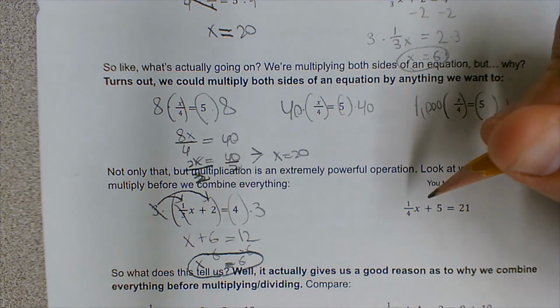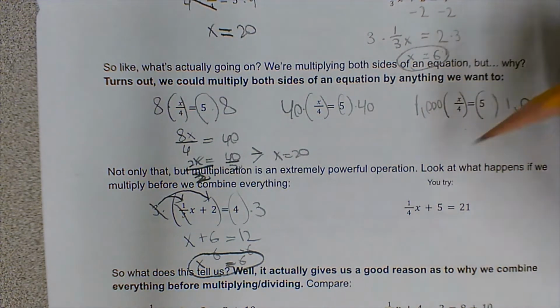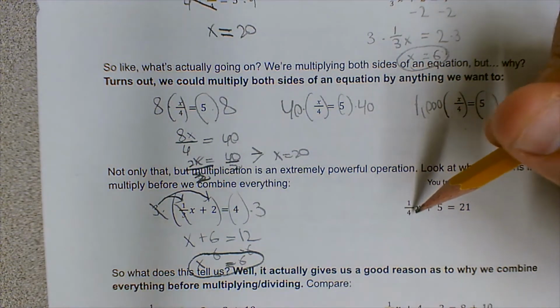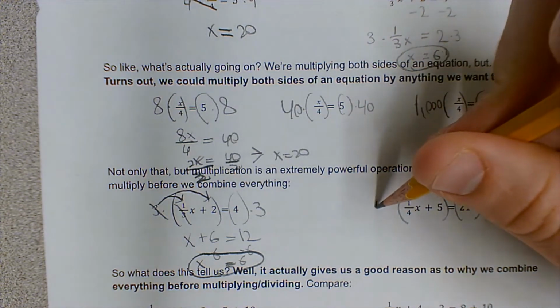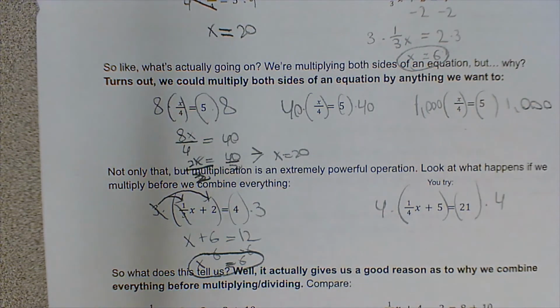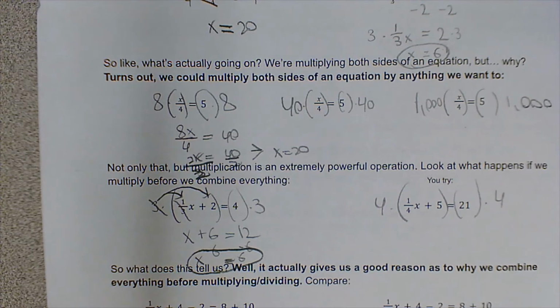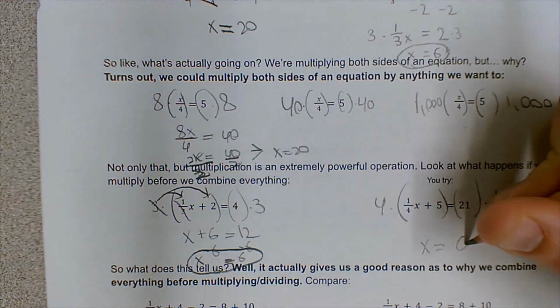I'd like you to try this as well. You're probably going to want to multiply both sides by 4 to get rid of this fraction. But I want you to see what happens when you multiply before canceling everything out. Gets a little confusing, doesn't it? Alright, pause and try it out. Your final answer should be x equals 64.